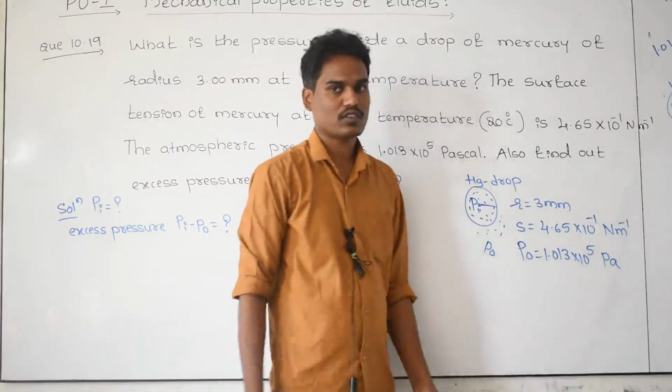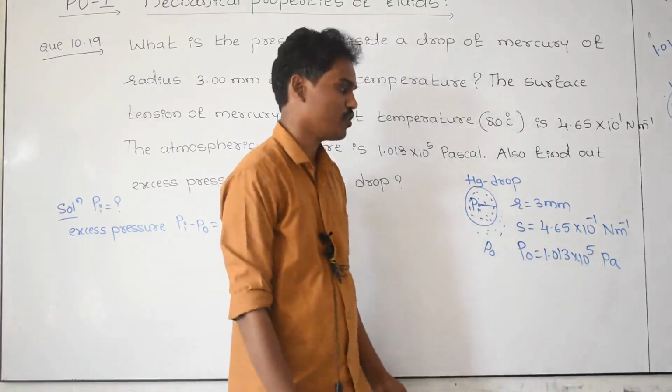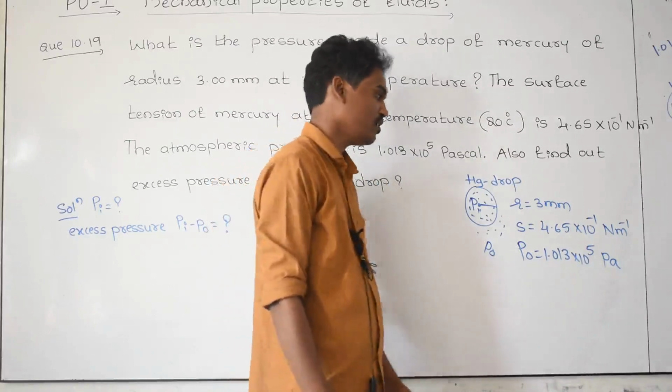That is, as you know very well, atmospheric pressure is equal to 1.013 into 10 to the power of 5 Pascal.